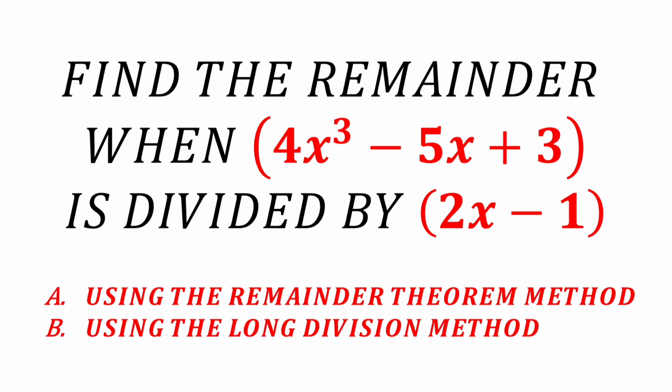So you can use any method you want, but essentially one of them is quite straightforward, which doesn't really require much work, whereas the other one requires quite a longer method. But eventually, if you use any of the methods and you follow the steps correctly, you should get the same answers. Okay, so we'll be going through this question using these two methods: the remainder theorem method and then the long division method. Okay.